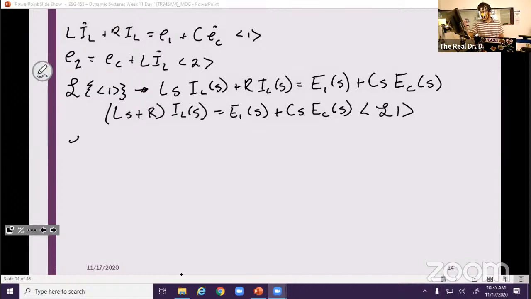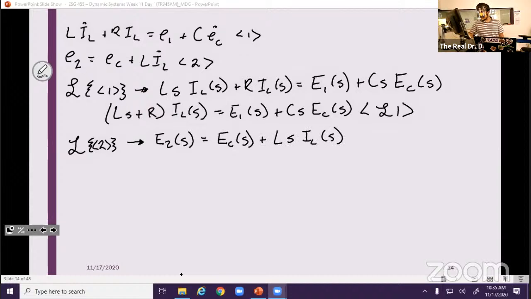What about for equation 2? Like Laplace for equation 2. Well, I'm going to have E2(s) is equal to E_C(s) plus L s I_L(s). Are we following with the Laplace transform? Do we see why the s's go where the s's are supposed to go? Do you have any questions regarding the actual Laplacification of these equations? And yes, that is the technical term, Laplacification.